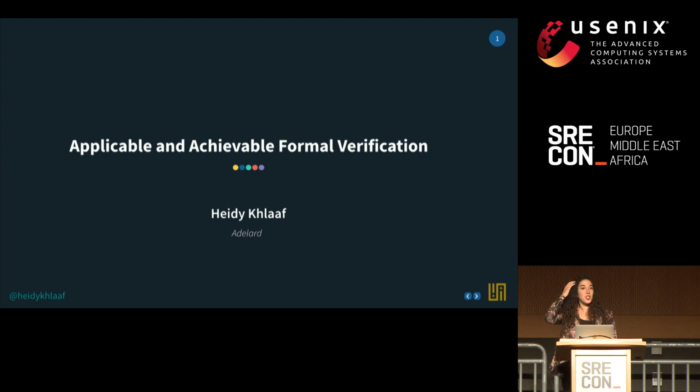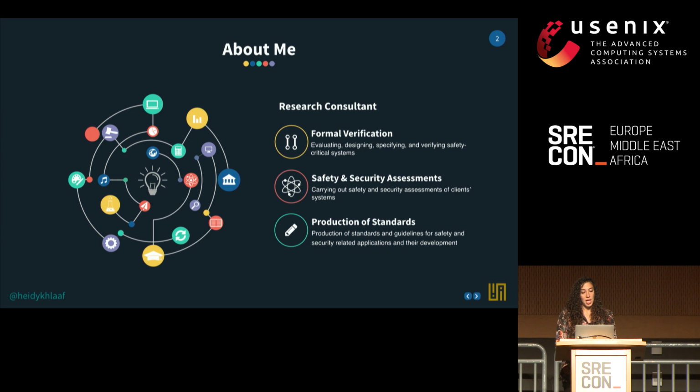Today I'm going to be talking to you about applicable and achievable formal verification. I work at a consultancy called Adelard. We're based in London, actually. And I do quite a few things. One of the more important things that I do that I'll be talking about today is that I evaluate, design, and specify, also verify safety critical systems. I carry out safety and security audits and assessments on client systems as well. And I help produce standards and guidelines for safety and security-related applications and their development.